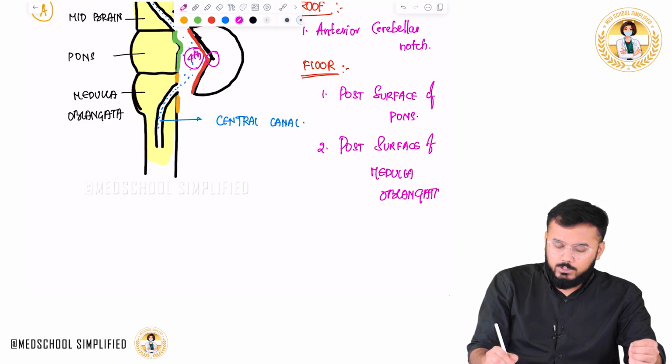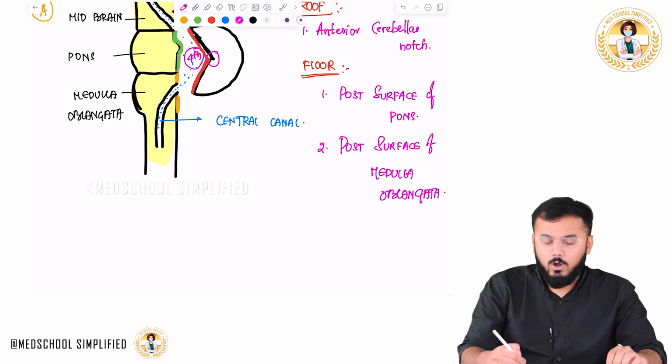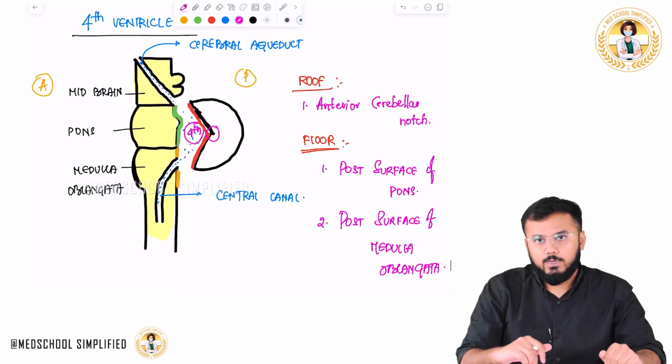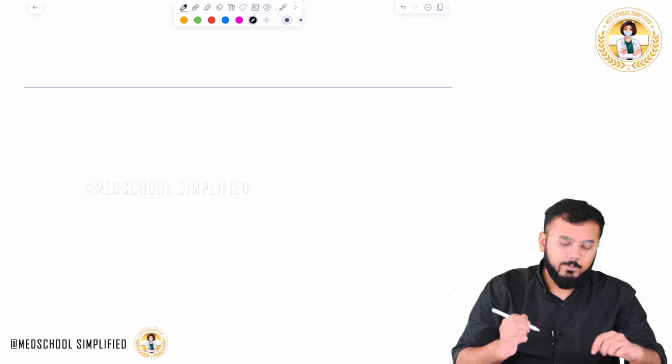Posterior surface of the pons and posterior surface of the medulla oblongata. So these are the two structures which form the floor of what? The floor of this area, the fourth ventricle, right? And now let us see what are the cranial nerves that are basically coming out from here.